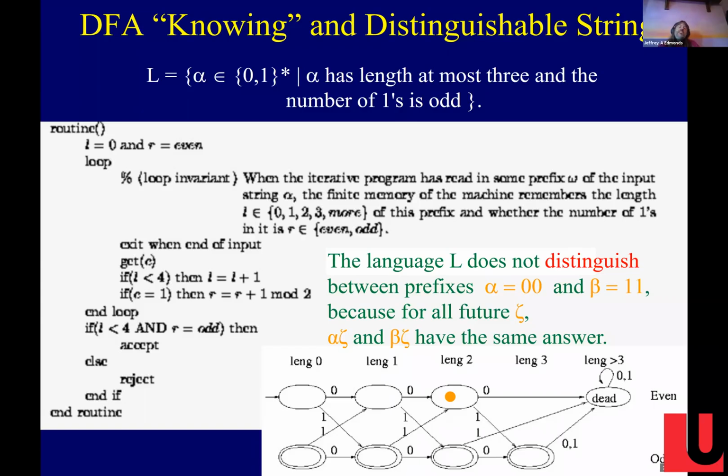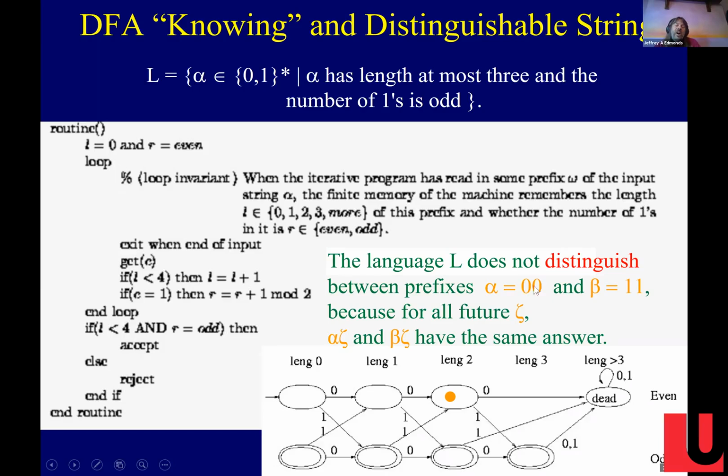But let's see what it means for the language to distinguish them. We say the language distinguishes them if there is some zeta. Alpha and beta are the beginning of the strings, and zeta is the end of the string. Maybe the language doesn't care, and gives the same answer to 0, 0 and 1, 1. But if there's some zeta such that alpha zeta and beta zeta have different answers, then we say the language distinguishes them.